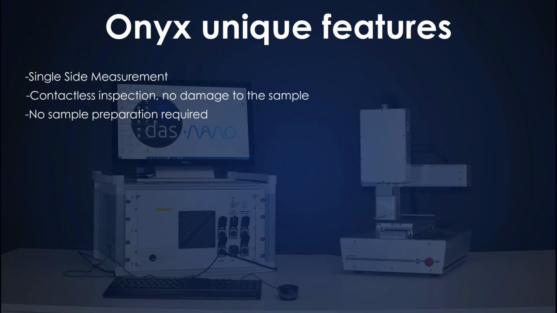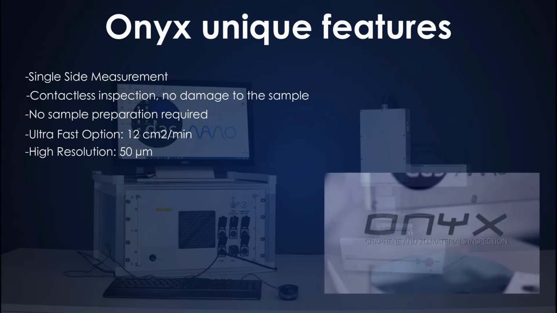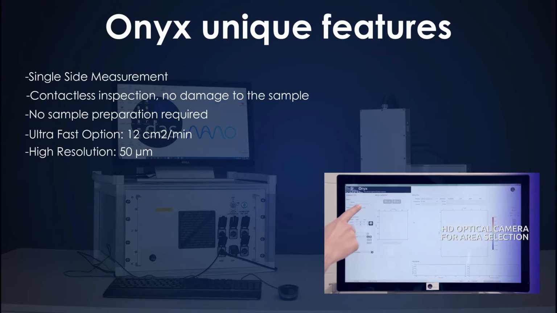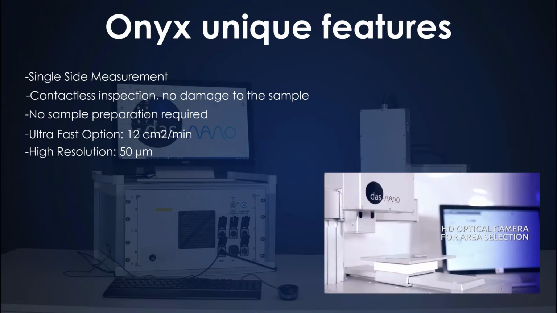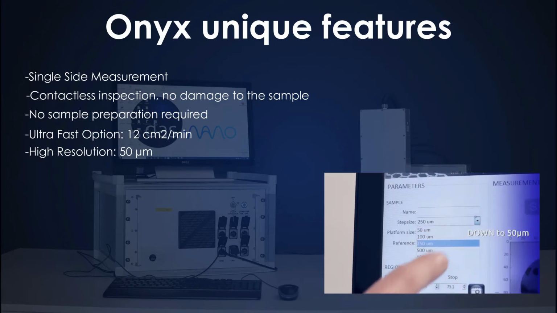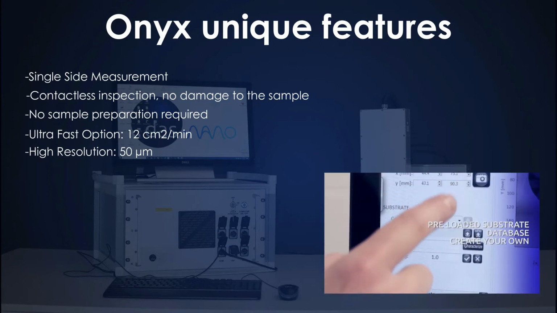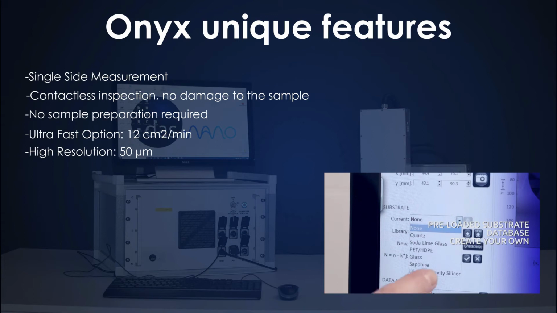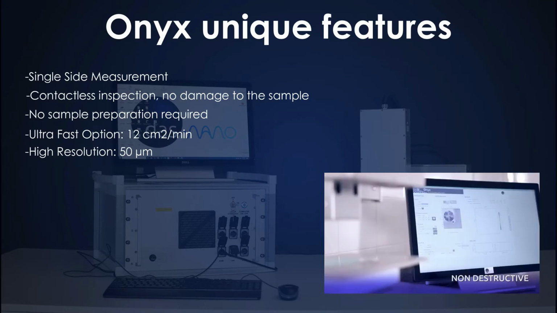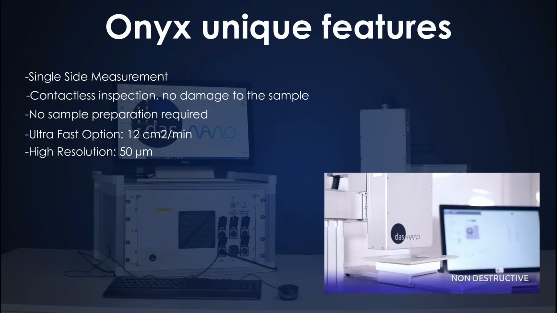Speed and resolution are also remarkable features of ONYX. We can reach speeds of 12 square centimeters per minute and resolutions up to 50 microns. In fact, the equipment lets the user select the desired pixel size, so an extraordinarily fast inspection can be performed. In 9 seconds, ONYX can inspect a 10 by 10 mm sample, and what is more important, it gives meaningful information even at the lowest resolution.